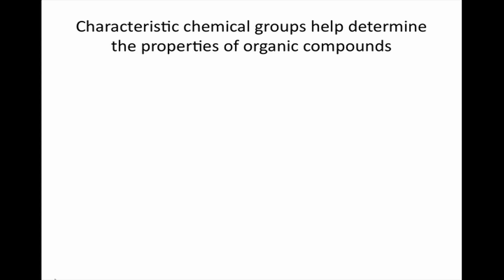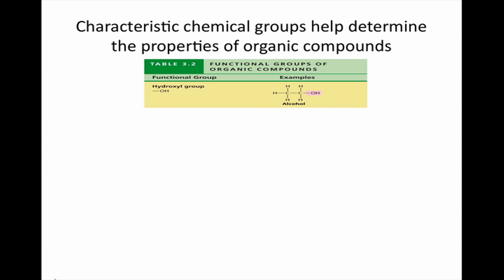Characteristic chemical groups help determine the properties of organic compounds. The unique properties of an organic compound depend on the size and shape of its carbon skeleton and on the groups of atoms that are attached to the skeleton. Functional groups affect a molecule's function by participating in chemical reactions in characteristic ways. These groups are polar because their oxygen or nitrogen atoms exert a strong pull on shared electrons.